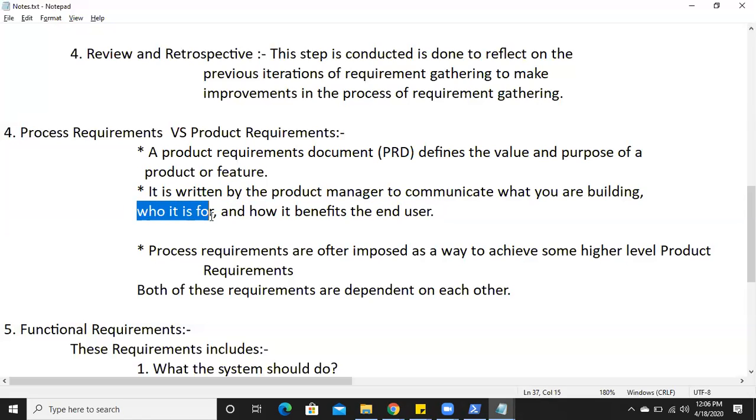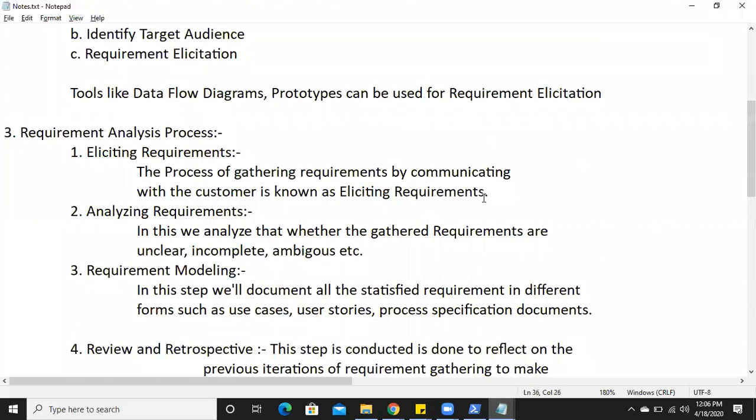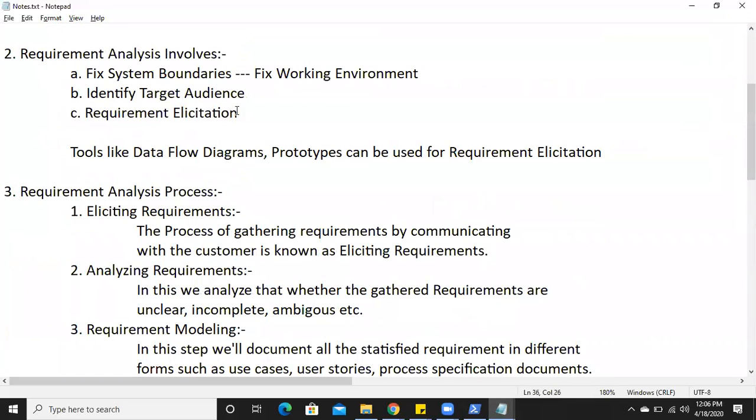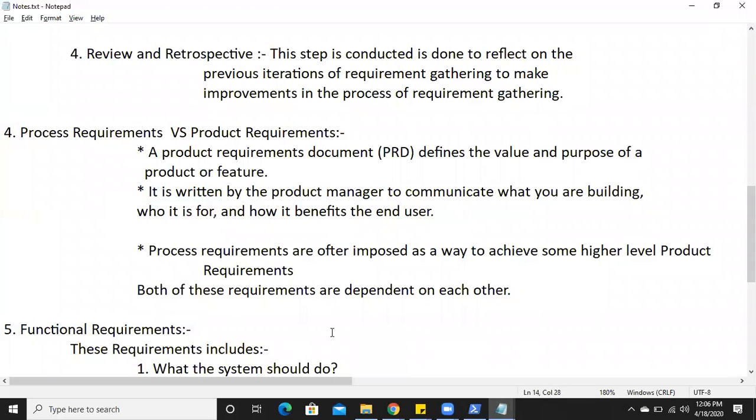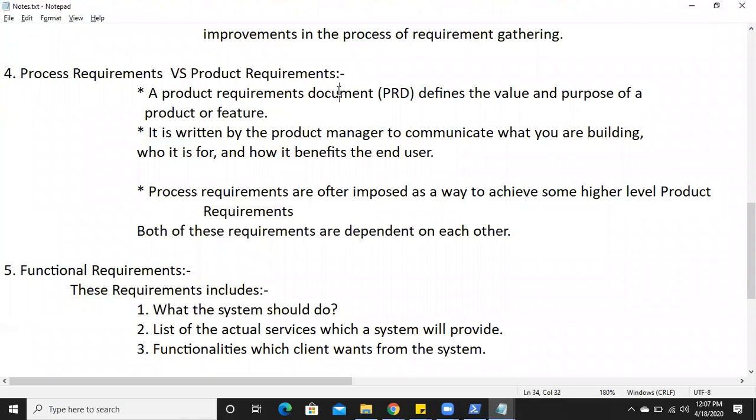Who is my development team, who is going to build it, as well as who is going to be my end user, so who it is for. In this product requirement we write all these things: who are my target audience, what are my requirement elicitation. All right, so this we write in a product requirement document.